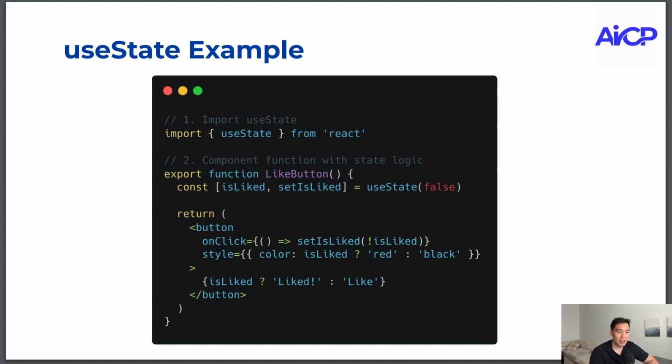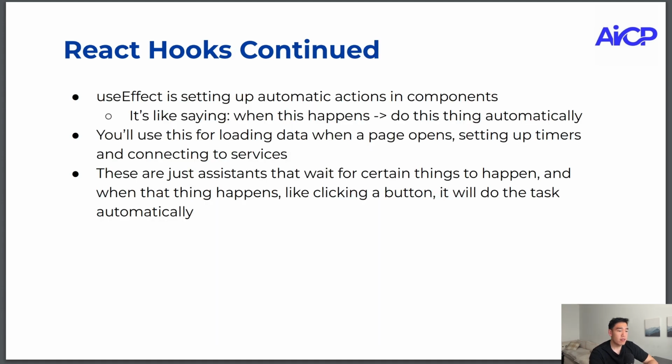So useState is a hook, which is the actual function we use to implement the state. And because we already went over useState, let's now quickly go over useEffect. So useEffect is setting up automatic actions inside components. It's like saying when this happens, do this thing automatically.